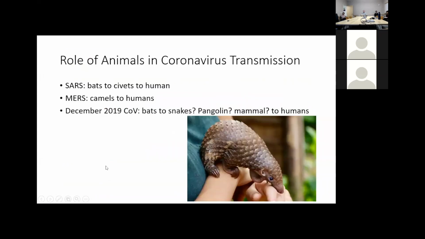Okay, so coronavirus 2019, we're still not quite sure, but we think it may be bats to snakes. And I have to tell you honestly, before COVID-19, I did not know what this animal was. But this is a pangolin. It's an endangered species, and in China is also a delicacy used for food.